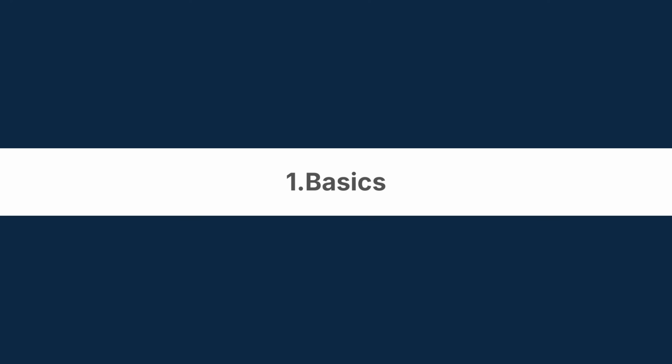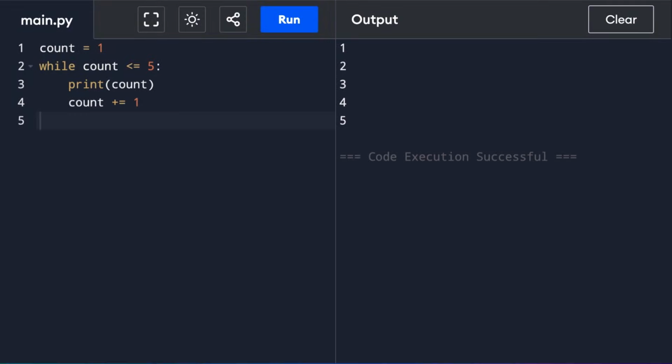1. Basics. Let's say the goal is to print numbers 1 to 5 one by one. We create a variable named count. Count starts at 1. This is where our counting begins.